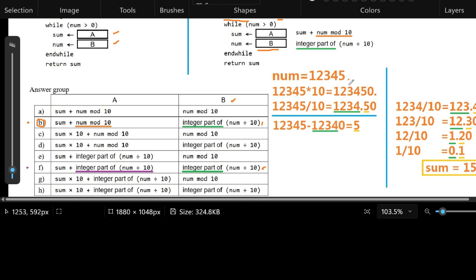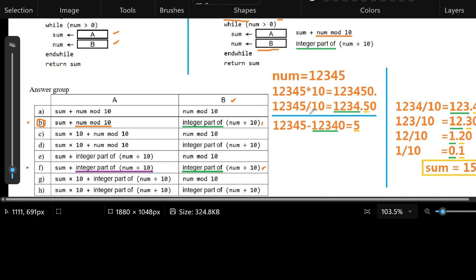Just to see why integer part of (number divided by 10) is the correct answer, let's look at what happens when we divide by 10 a sample number like 12,345. Remember that if you multiply this by 10, you'd get 123,450. The 0 is simply added to the end when you multiply it by 10.